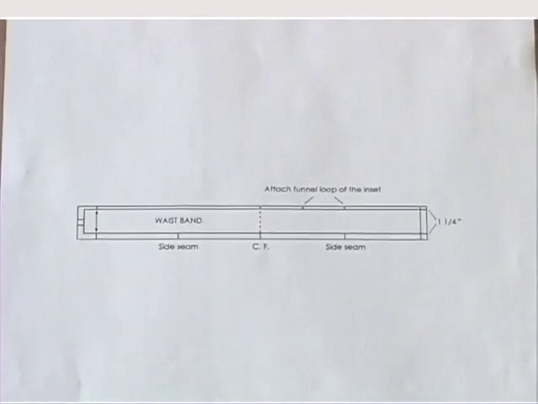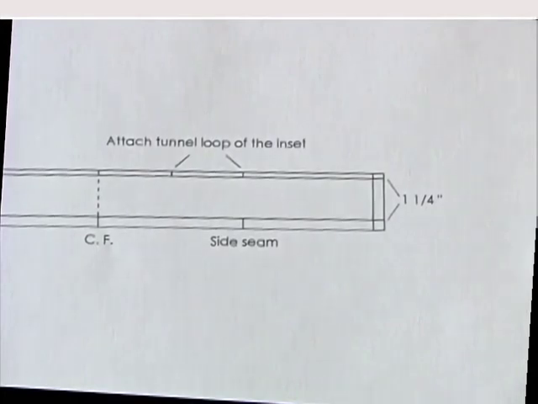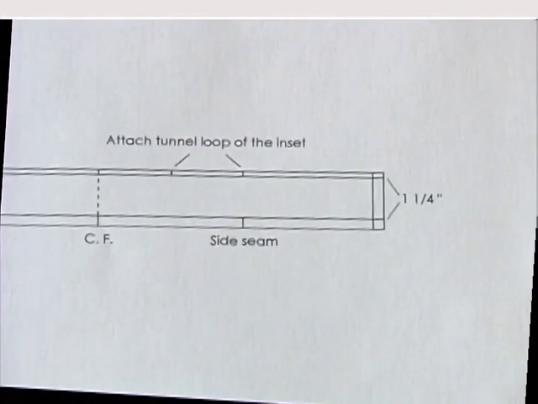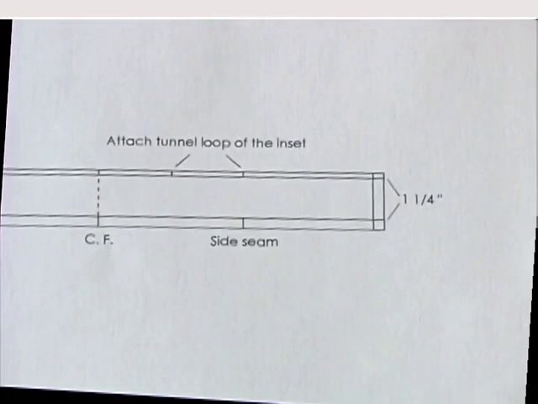The belt is in 2 pieces, with a 1/4 inch seam at the top for the insertion of the tunnel loop of the inset piece. Place notches for the insert as measured out from the center front of the waistband. Touch the pause button, complete the pattern, and when finished, push play to continue.